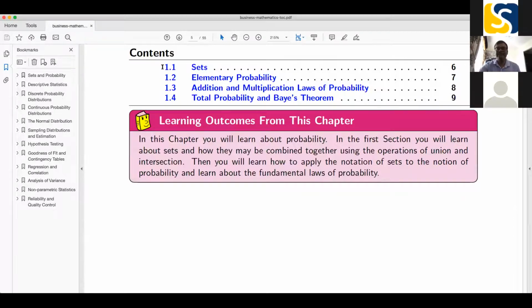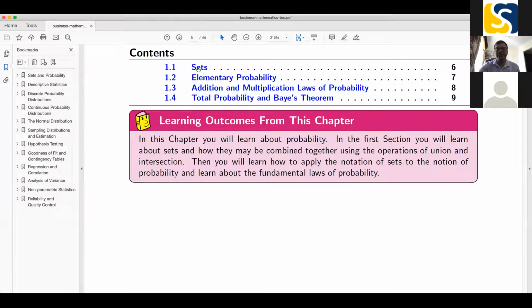Here it says the contents will have basically what are sets, then elementary probability, addition and multiplication laws of probability, total probability, and Bayes theorem. Like that, in each of these topics, we will tell what the prerequisite is, what you need to know a priori before learning this particular topic. And once you learn this topic, what is the learning outcome? From this whole chapter, which consists of 4 sections, we are going to learn what is written here. You guys can read that peacefully once I give the document to you.